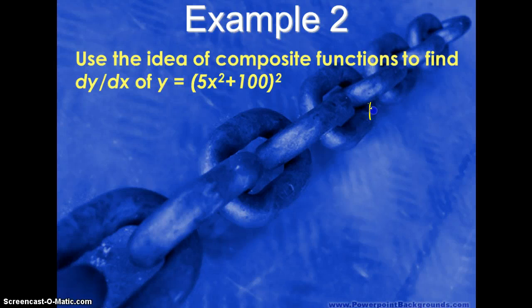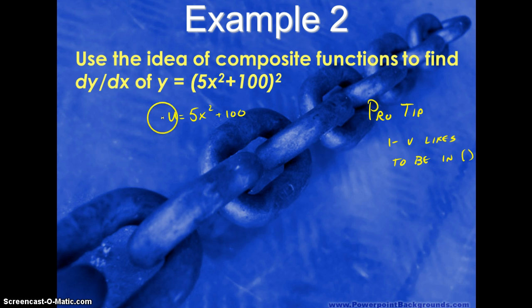Pro tip: u likes to be in the parentheses. There's 2 pro tips with u. We'll get to the second one later in the course. But right now we've got our pro tip. So if you're stumped and you have no idea what to pick for u, I would suggest the stuff inside the parentheses. So that's my u, and my du dx is going to equal 10x.